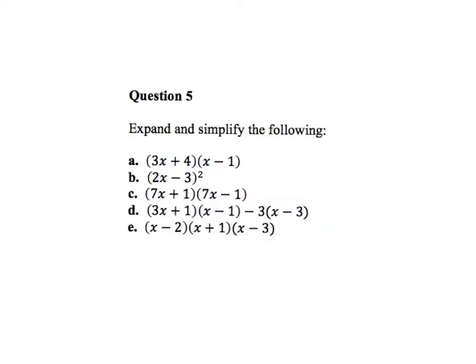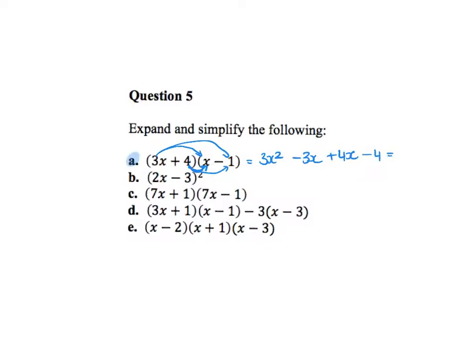Okay, with these, expand and simplify. So expand means we're going to multiply the brackets out and then we'll group like terms. So if we look here at A, remember we have to multiply each term with each term inside. So I'm going to start with 3x times x, which is 3x squared. Then 3x times -1 is -3x. Then I'm moving to the 4. So 4 times x is 4x. And then 4 times -1 is -4.